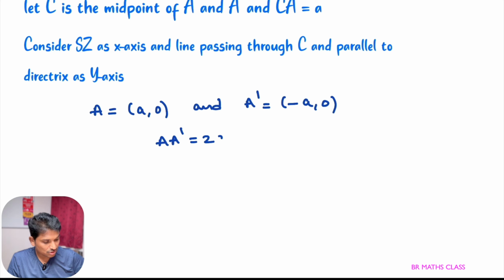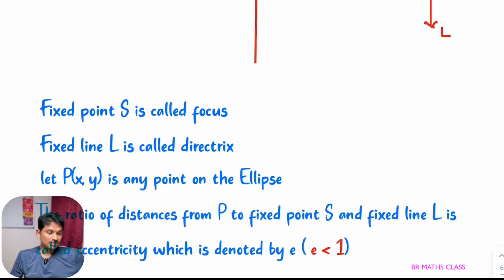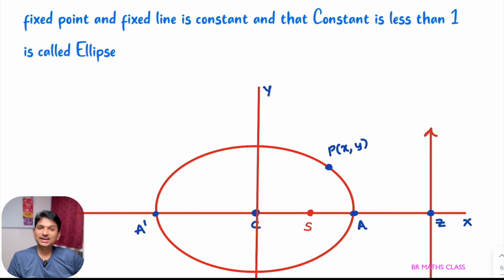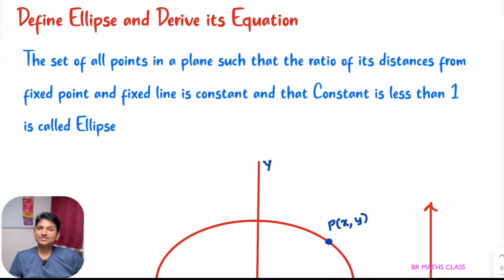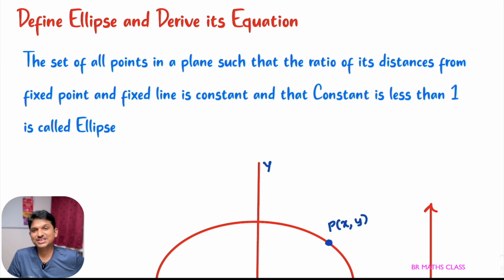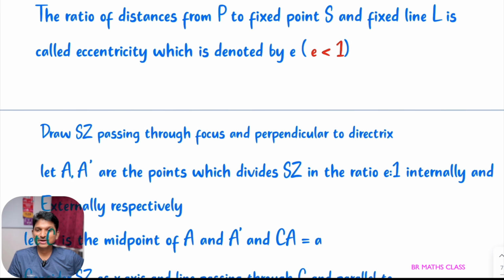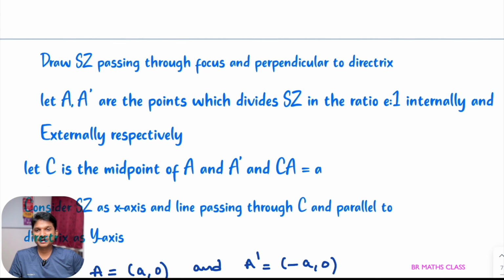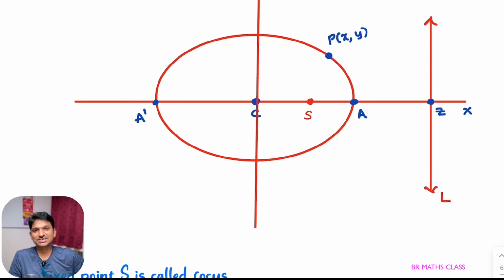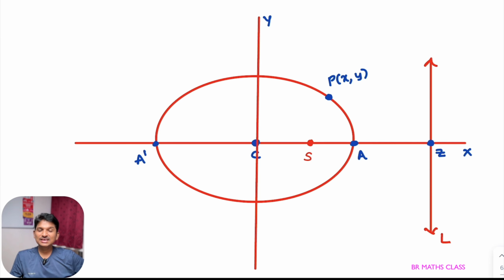A dash equals 2A, right? See, we can divide this ellipse derivation into three parts. The first part is the construction part. Whatever is there till now, this is the first part, construction. The second part is a few things which are useful to derive the equation of the ellipse, that we will do. So we will start the second part now.